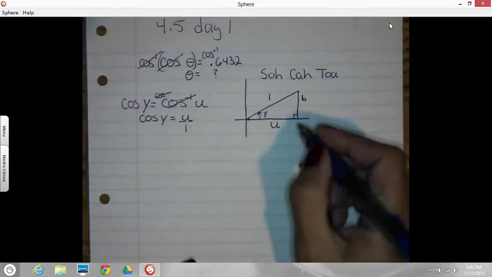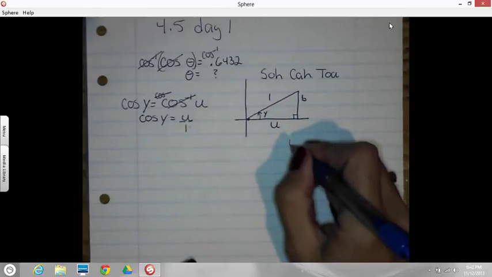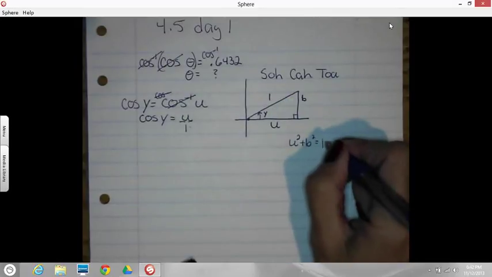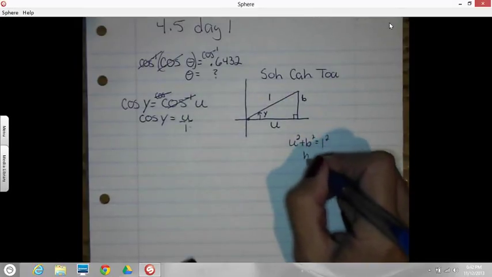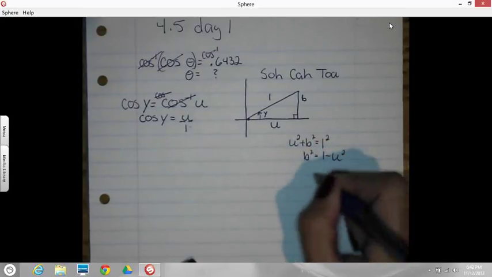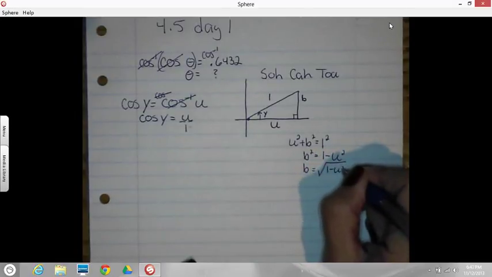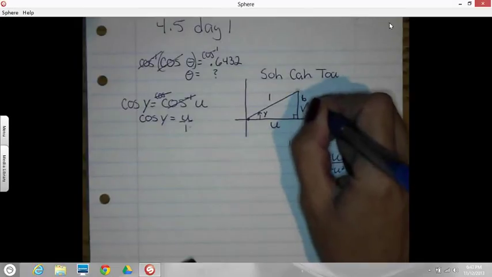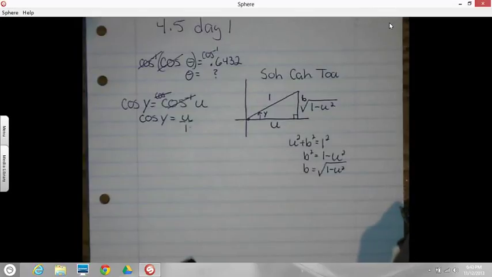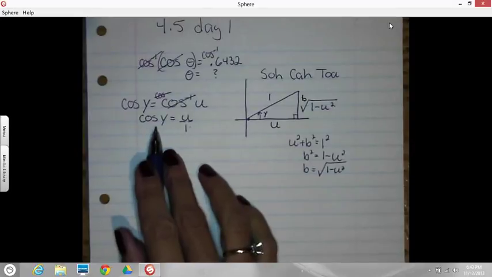So doing a little Pythagorean theorem, leg squared plus leg squared equals hypotenuse squared, u squared plus b squared equals 1 squared. Solving for b squared, it equals 1 minus u squared. So b will equal the square root of 1 minus u squared. So that's what's going to go on this side here, the square root of 1 minus u squared. Okay, so now that we've got the triangle, now we're ready for the derivative. We know how to take the derivative of cosine. We've spent 2 days on it.